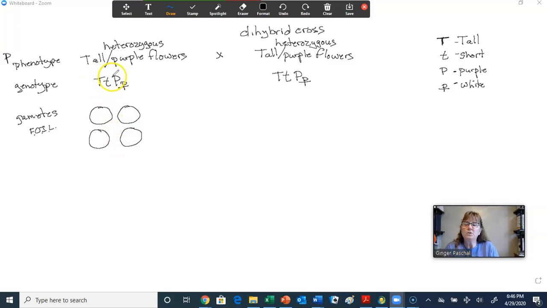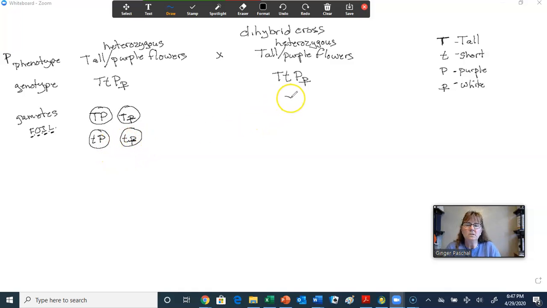So we need the first of each of these 2 genes. Our first letters are capitalized, capital T, capital P. Our outer letters are the ones on the outsides, so we have a capital T on the outside and a lowercase p on the outside. The I stands for inside, so that's the lowercase t and a capital P, because those 2 are the letters on the inside. And our last are the last of each letter, so we have a lowercase t and a lowercase p.